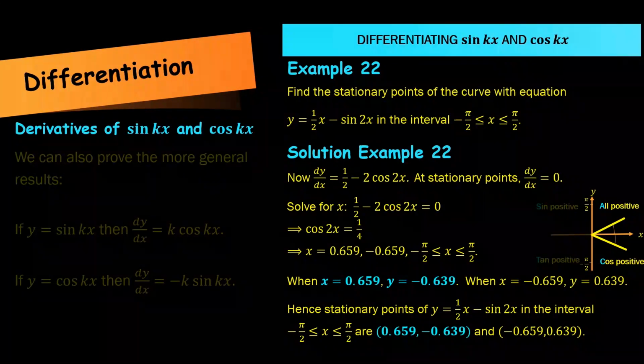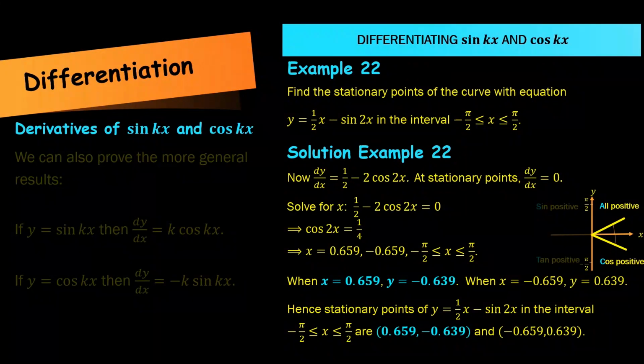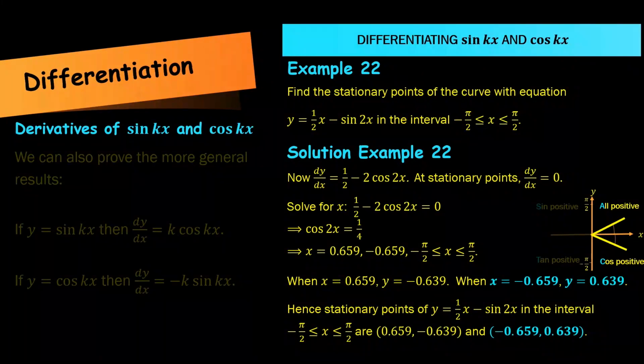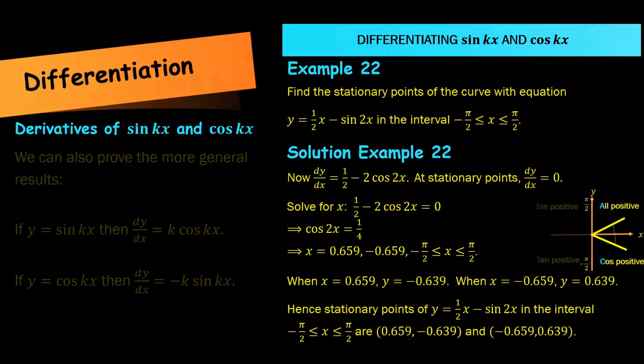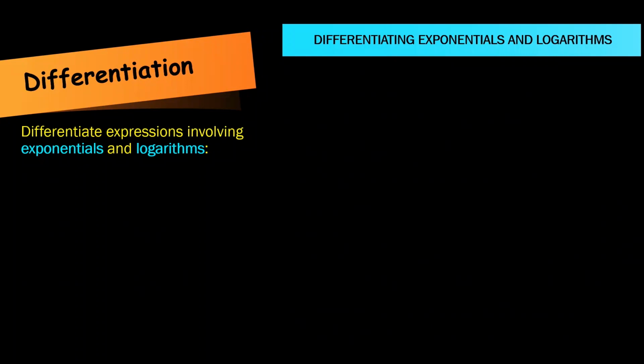Let's begin by reminding ourselves of derivatives involving exponentials and logarithms. Remember that if y equals e to the power kx, then dy dx equals k times e to the power kx. And if y equals ln of x, then dy dx equals 1 over x.